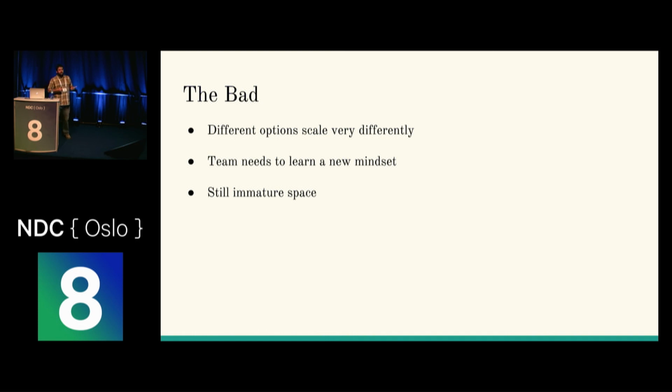What are some of the bad things about graph databases? Well, the different options about graph databases scale very differently. It's very specific to the data store. Unfortunately, there's no rule of thumb I can give you where if you have this size thing, you want this specific thing. The team working on it really has to learn a new mindset. It's a different way of thinking, looking at your data and about how you query your data, and it takes teams time to learn that. And it's still a very immature space.